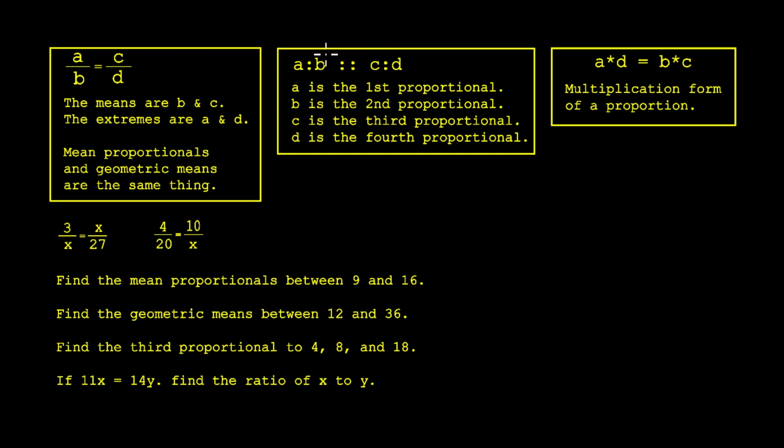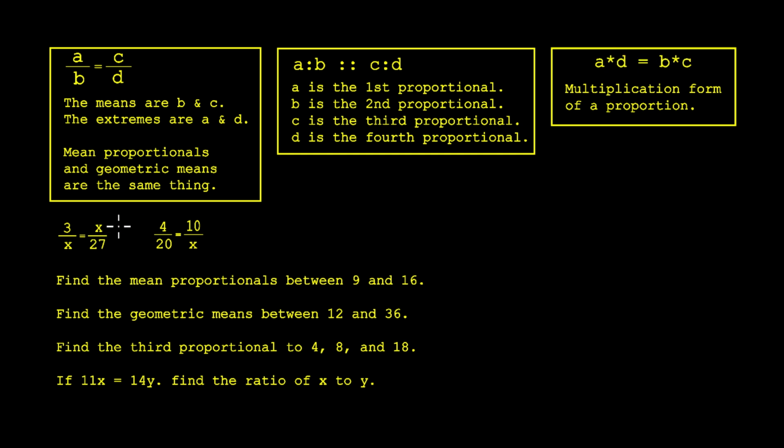So next you might see it here. The proportion of A to B is the same as the proportion of C to D. A is the first proportional, B is the second, C is the third, D is the fourth, represented this way. Next, you can see A times D equals B times C. That is the multiplication form of a proportion. If we come back over here, you can see we can bring the B up and the D up, and we get A times D equals B times C.